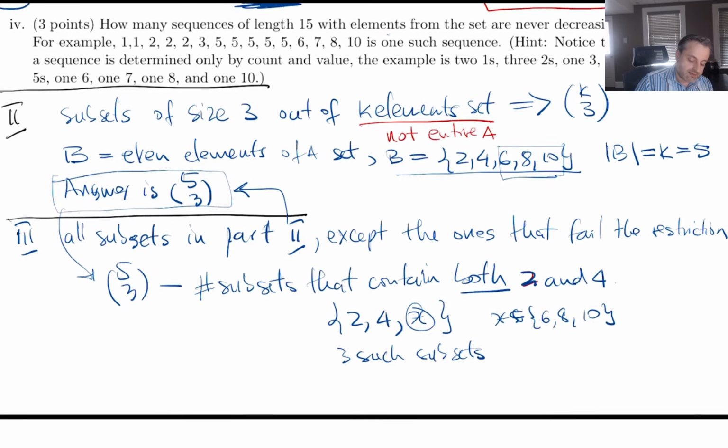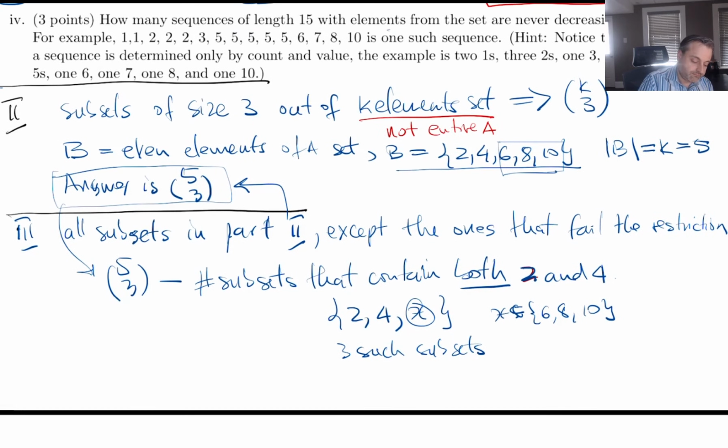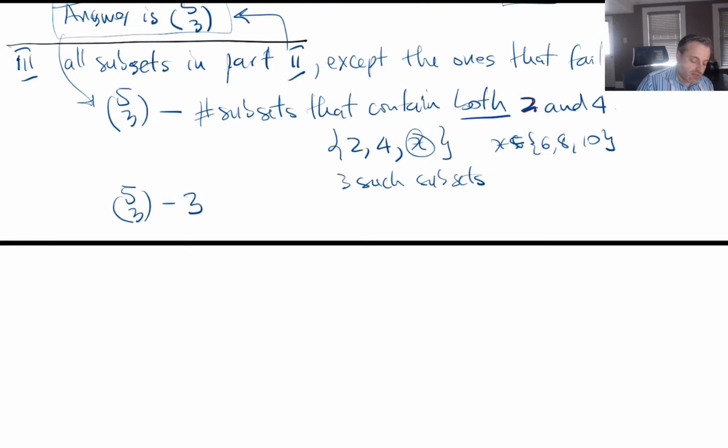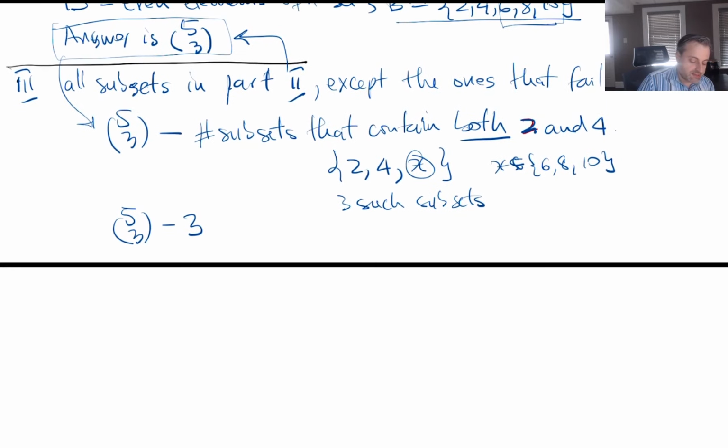So then the answer is 5 choose 3 minus 3. Now we can do this in another way. So, solution number 2, if you like.